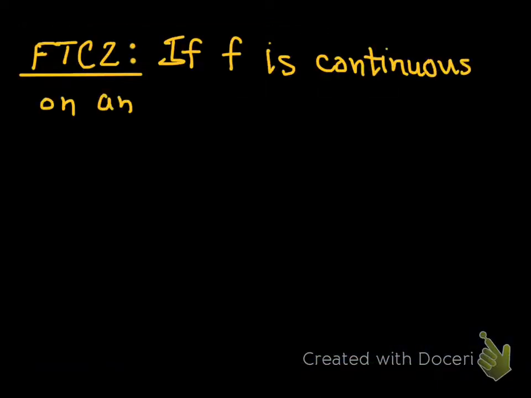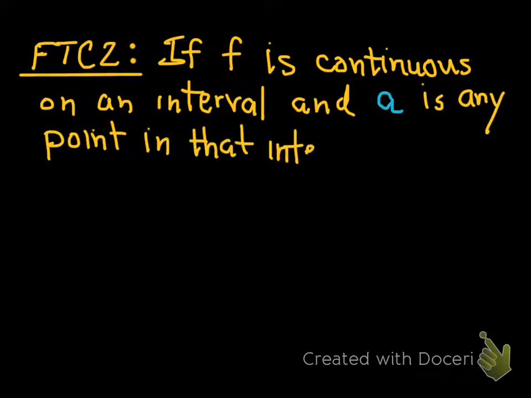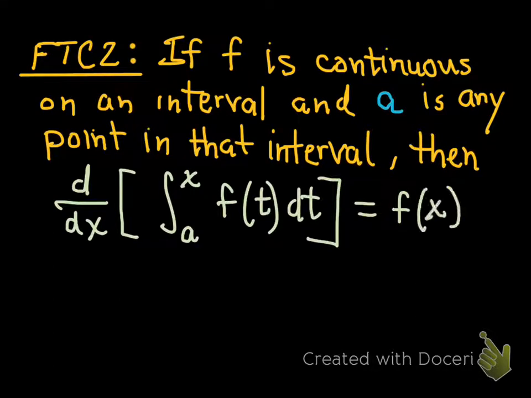FTC2 is written this way. If f is a function, f is continuous on an interval, and the variable a is any point in that interval, then this relationship exists. The derivative with respect to x of the integral from a to x of f of t dt equals f of x.